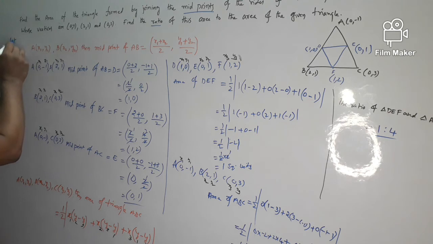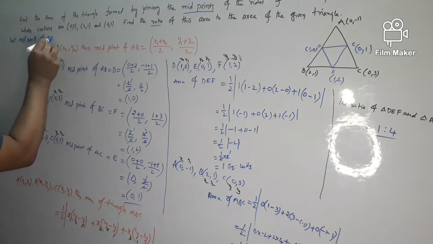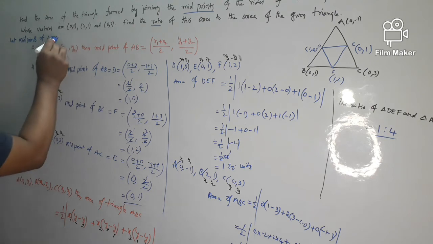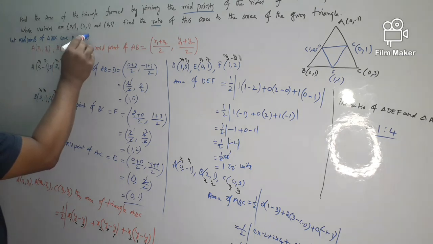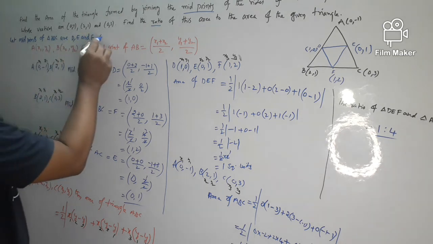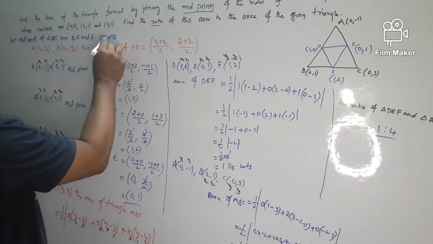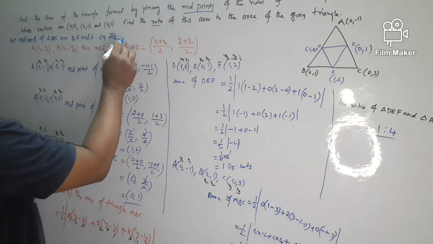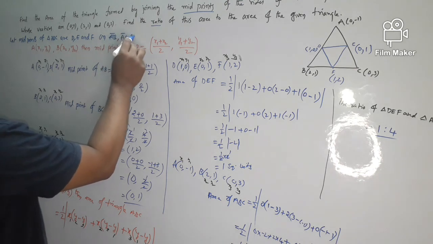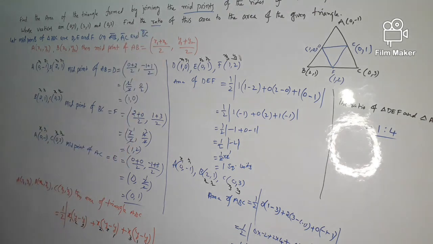Let midpoints of triangle ABC be D, E and F on AB, AC and BC. Okay.